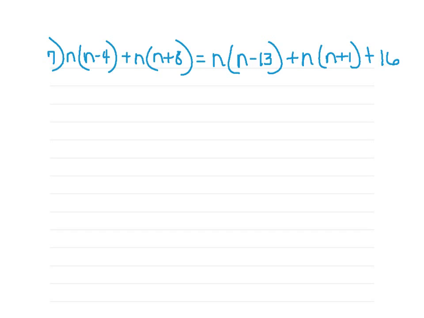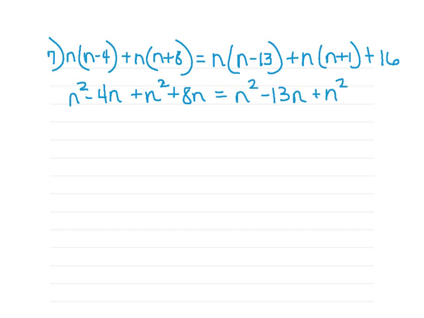N times n is n squared. N times negative 4 is negative 4n plus n squared plus 8n is equal to n squared minus 13n plus n squared plus n plus 16. Okay, now let's simplify the left-hand side of the equation.